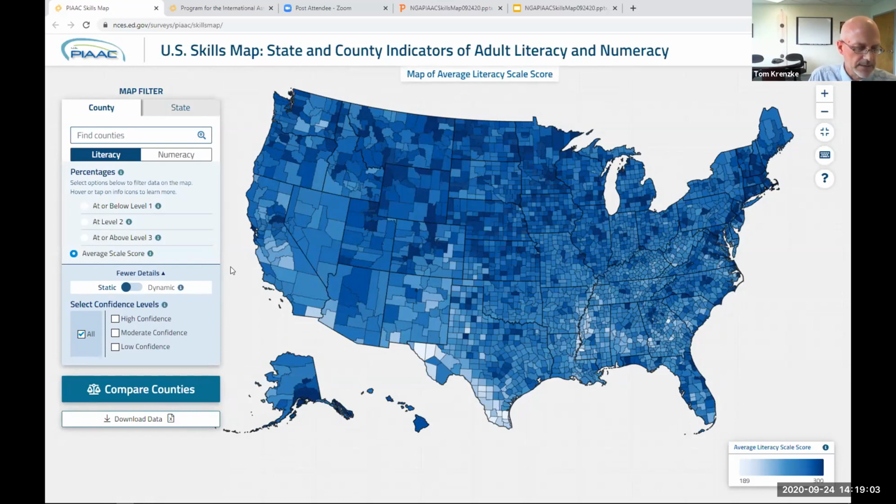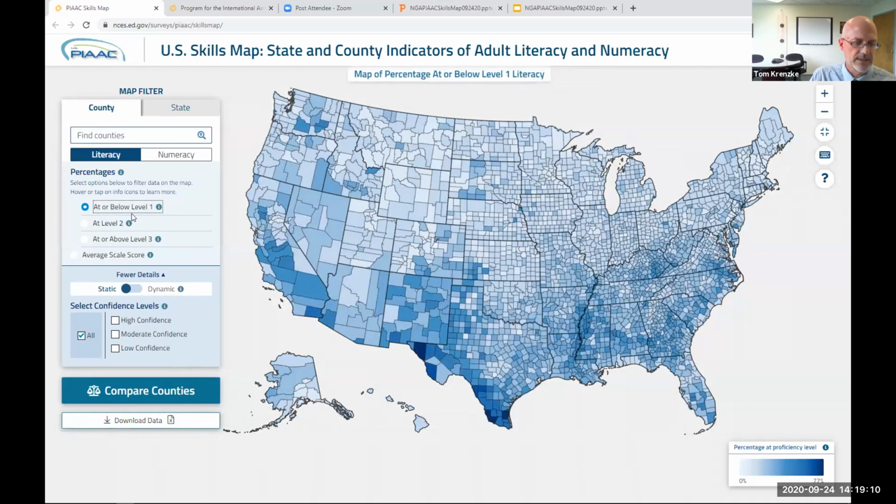So I'm going to go through 3 case studies to show the usefulness of the skills map. For the first one, we went back to this heat map. We're going to go to the at or below level 1 map again for literacy. And I'm interested in Minnesota and the implications of adult skills levels on research, policy, and practice.